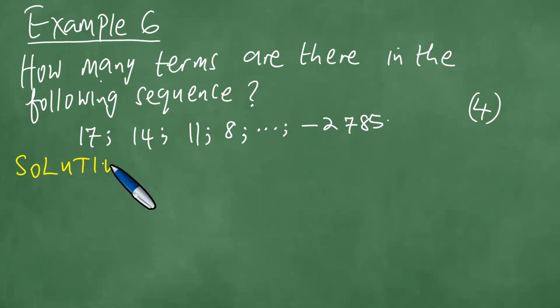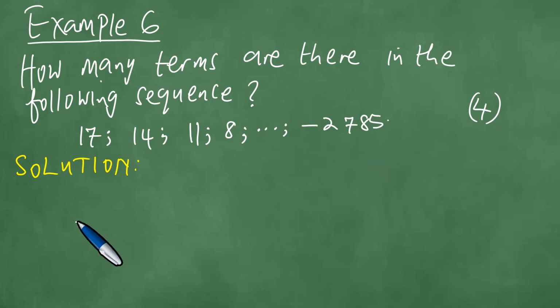Okay, we're looking at the solution right now. How many terms are there in the following sequence? How many terms are there? Obviously at this point, because we have been given this sequence and we have the last term, you need to look at the last term, because they jumped over other terms and put the last one.